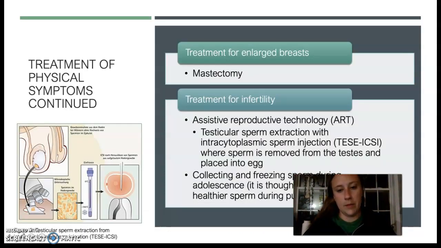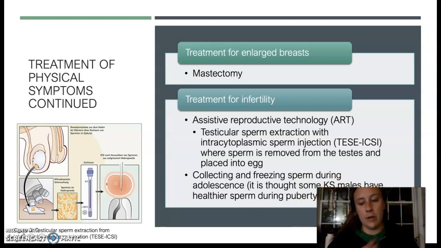Treatment of physical symptoms continued, so a lot of times when they'll have enlarged breasts, if it's a physical issue for them, they'll have a mastectomy. They can be treated for infertility with reproductive technology, which is, there's a little diagram there. You just take the sperm out and put it in the egg. And then also they've been collecting and freezing sperm during adolescence in some Klinefelter's males, because they seem to have healthier sperm during puberty.